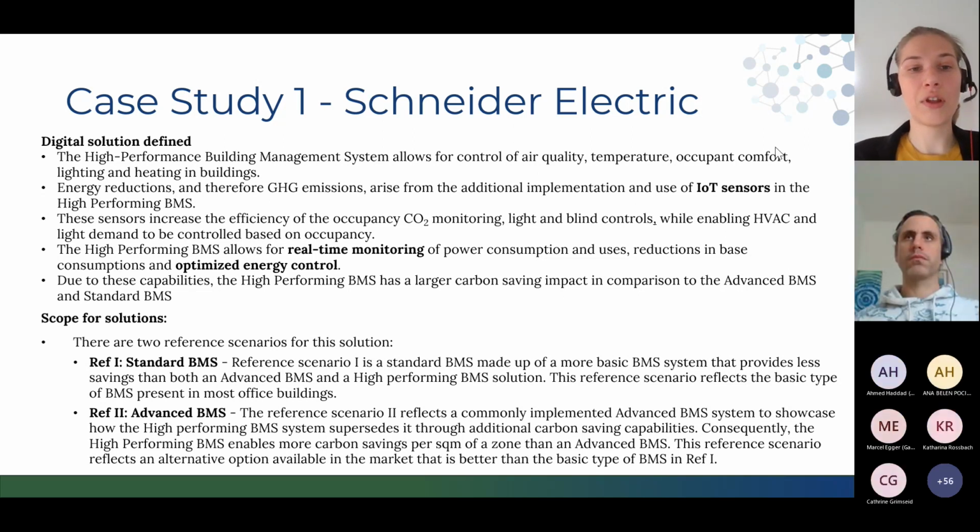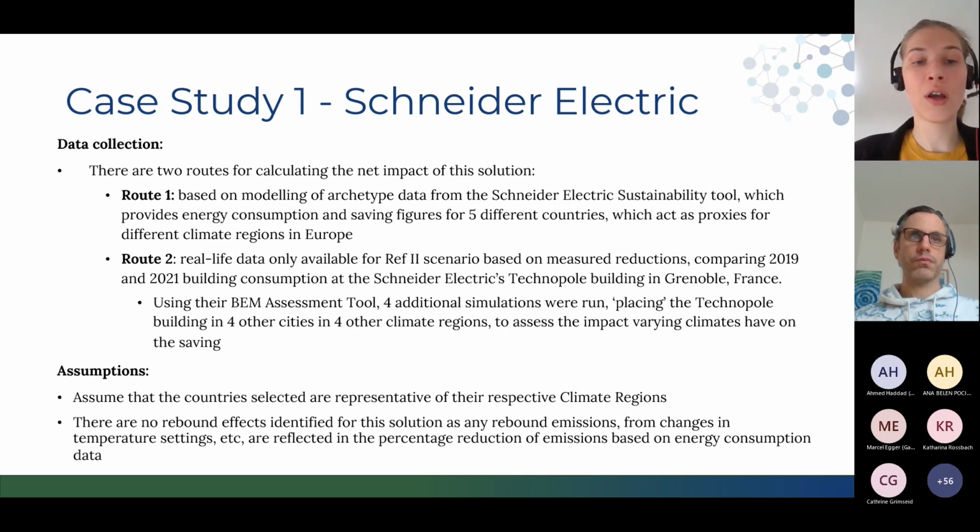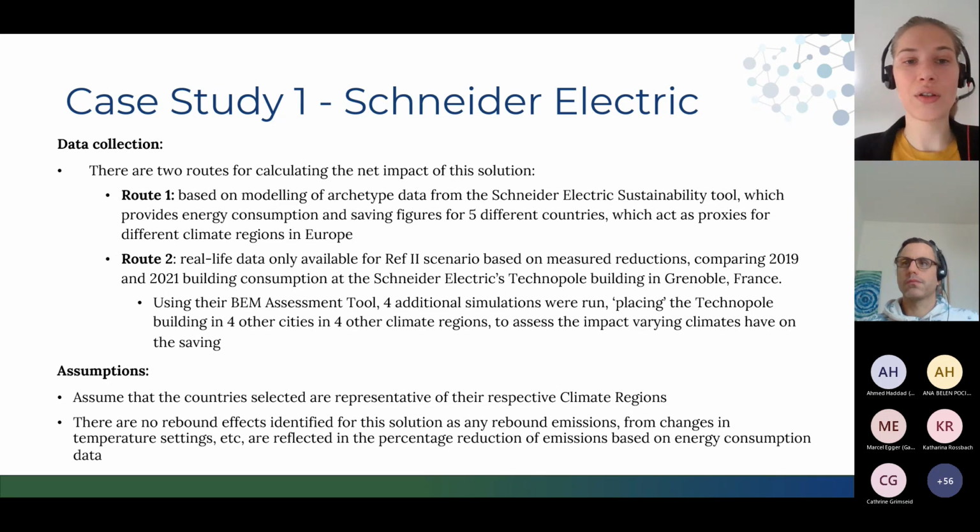Great. If we move to the next slide then. To give a bit more context in terms of how we've approached these calculations and how we've calculated the net carbon impact of this digital solution that we're looking at, there were 2 different routes that we took for calculating the net carbon impact of the solution.